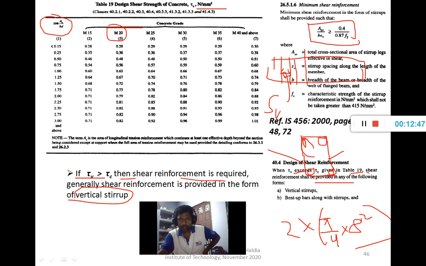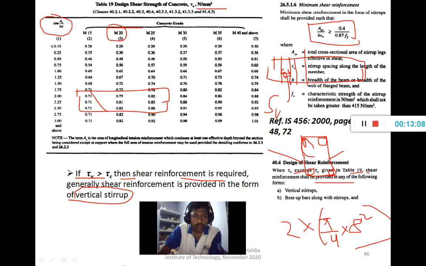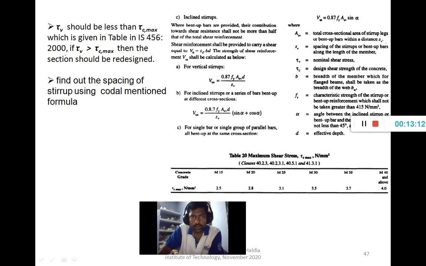So in this way bent-up bars are used. Reinforcement, bent-up bars. So here the bar comes and then it will bend. The bent-up bar you can also provide, or you may use inclined stirrups.